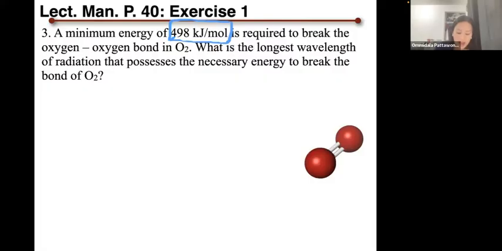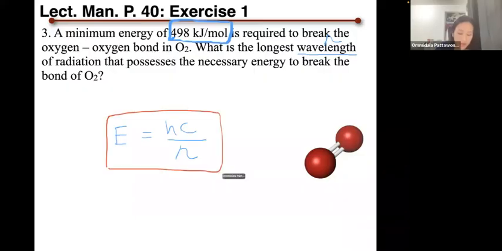And it's asked us to find out the wavelength, which is the lambda. So if you think about energy and lambda, the equation that we are going to use would be E equals hc over lambda, because it contains both energy and wavelength. The problem is that this equation can only be used for just 1 photon.